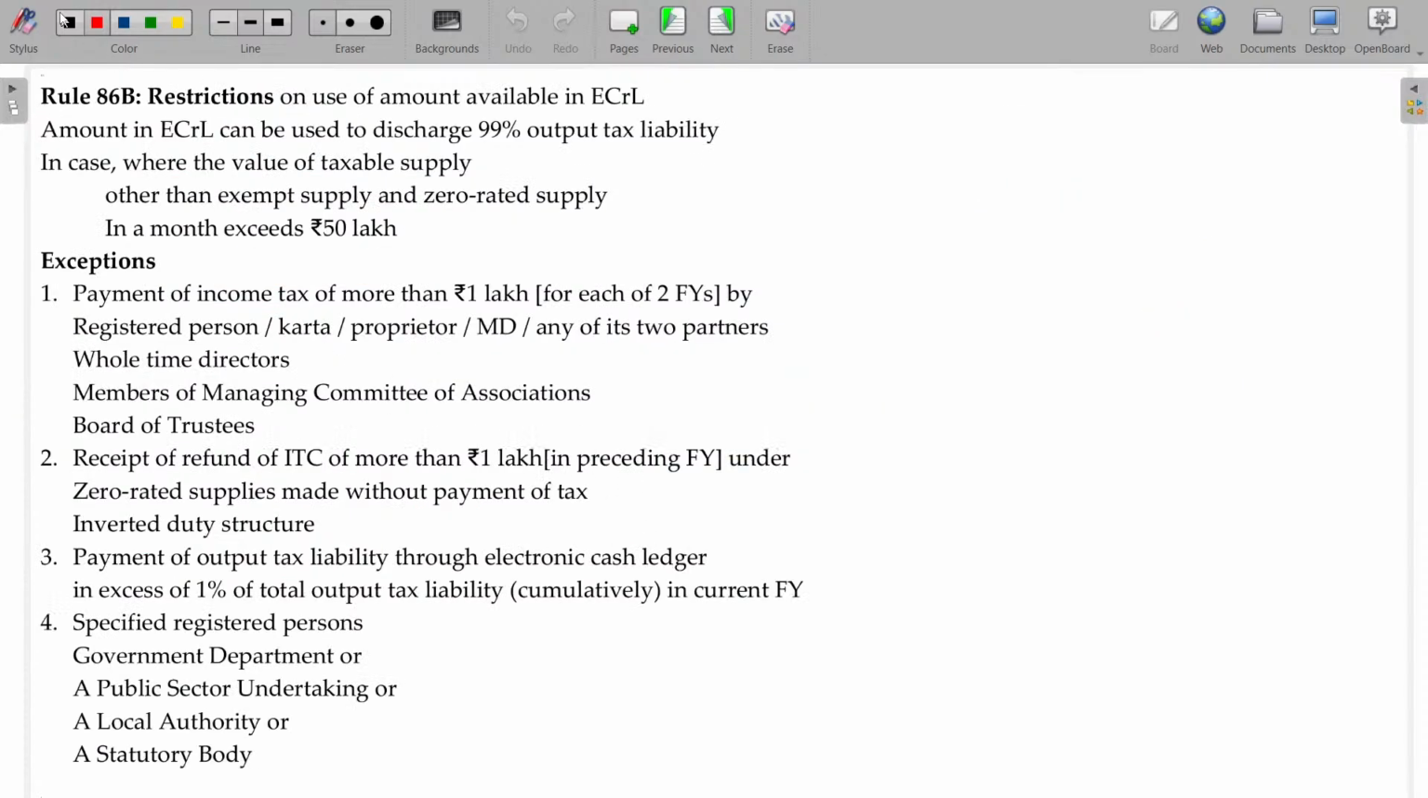Now, rule number 86B, this is another restriction. Whenever you get an amount in the electronic credit ledger, the amount in the electronic credit ledger can be used to discharge only 99% of the output tax liability. So, in your electronic credit ledger, you have 100 lakhs in credit. In the electronic liability register, you have to pay probably 50 lakhs only, 50 lakhs.